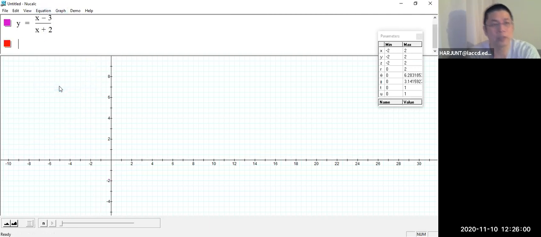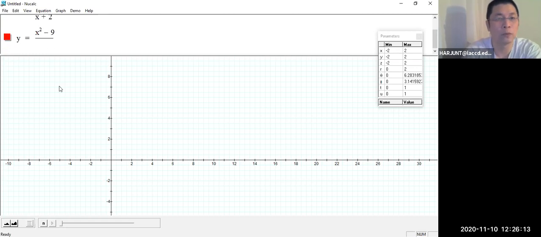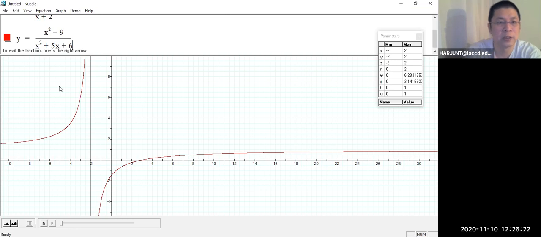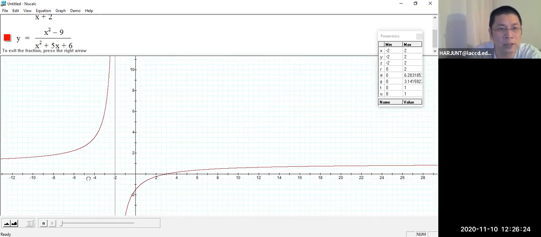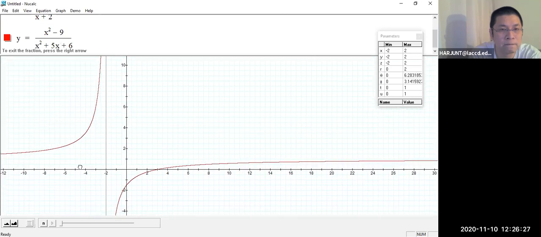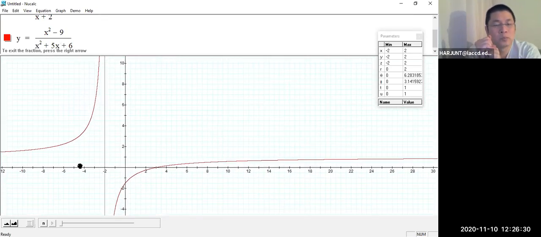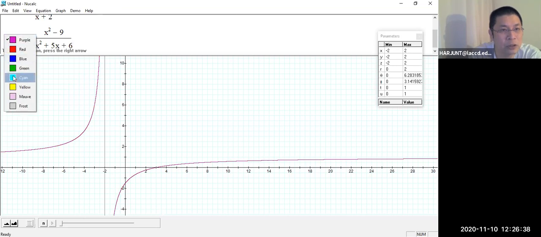The one before I simplified. y equals x squared minus 9 over x squared plus 5x plus 6. Now I graph both of them in the same place. Okay, so you see they are actually on top of each other, right? But what's the difference? Let's see what the difference is. Let me change this to yellow.